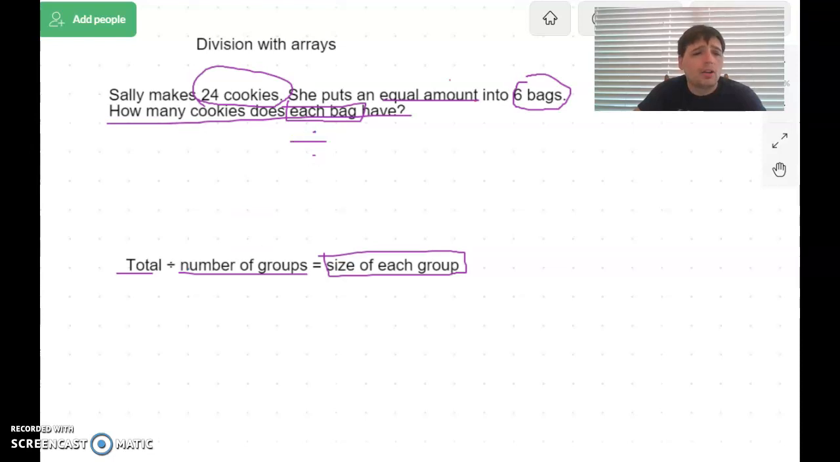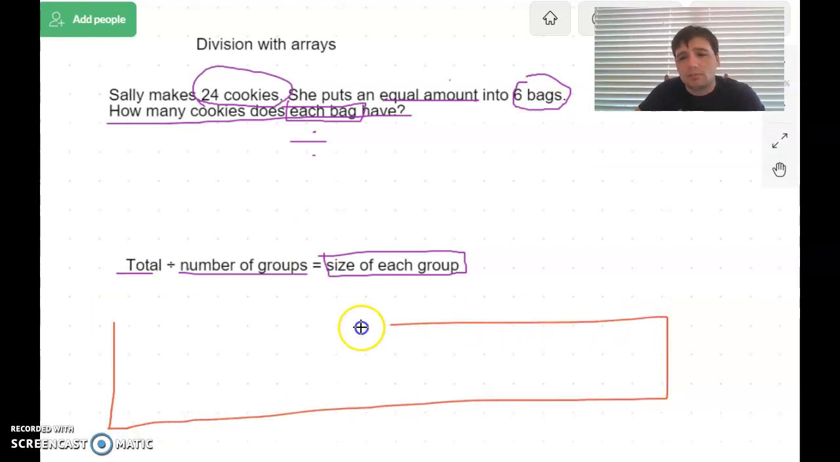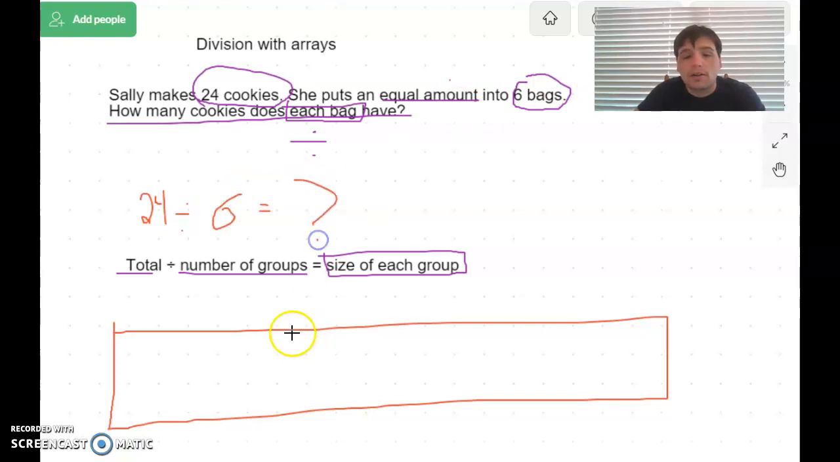Okay. When I see a problem like this, I like to make a little drawing. I know I have 6 bags, so I'm going to make, we talked about this, my tape diagram. Let's plug in my formula first. I have 24 cookies divided by 6 bags, and I'm still looking for my size of each group, number of groups. So I have 6 groups. So I'm going to make my little tape diagram, my little groups.